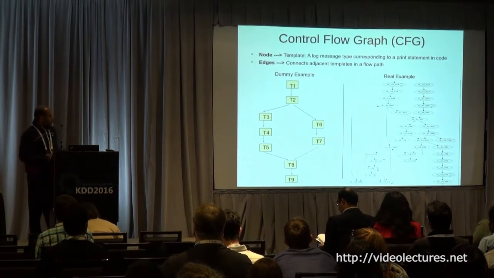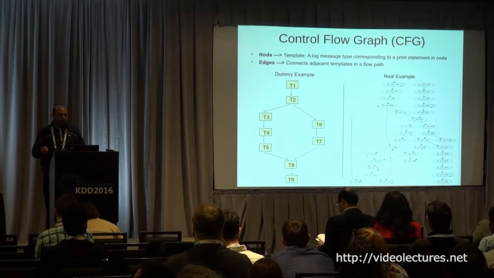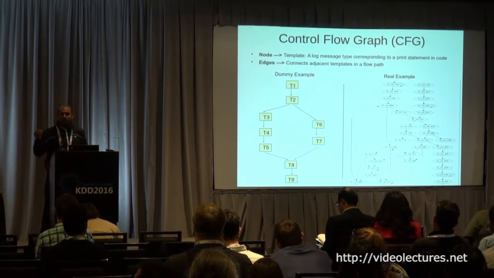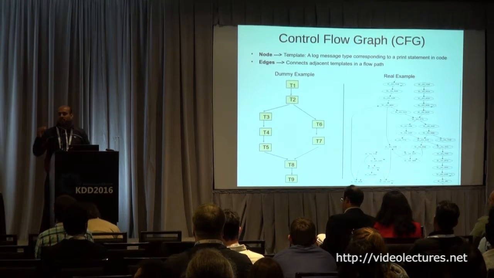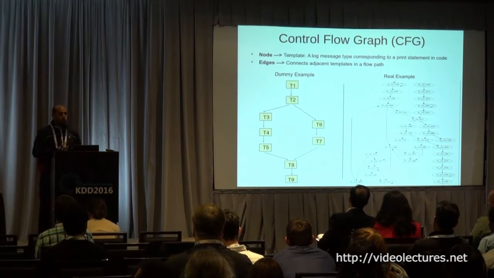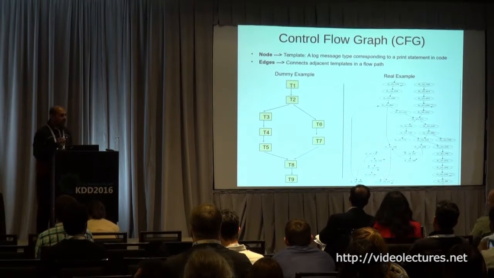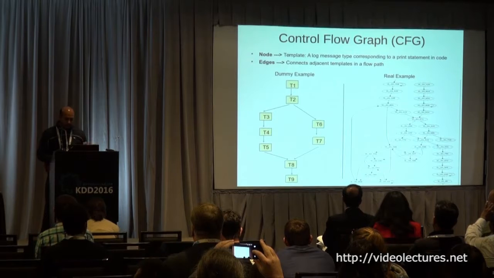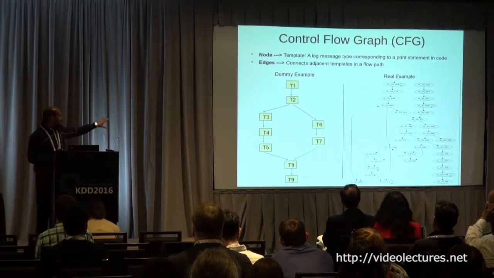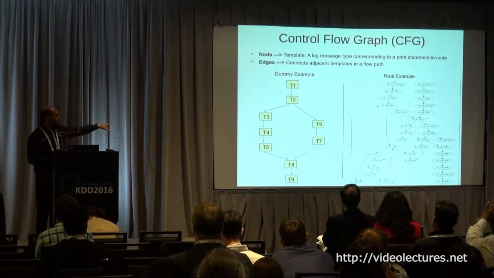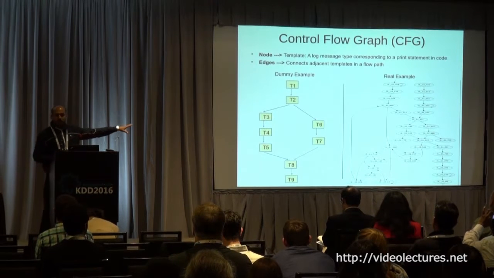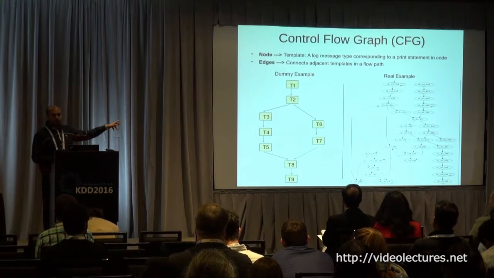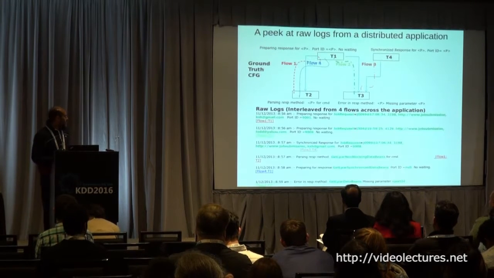Coming back to the control flow graph, this graph, as I said, is composed of nodes and edges. These nodes are nothing but manifestations of the print statements in the source code. And these edges are essentially function calls or remote procedure calls for that matter. This is just a dummy example of an if-then-else clause, but in reality, these control flow graphs can look pretty complex. This is from a real control flow graph that we mined in one of our data sets.